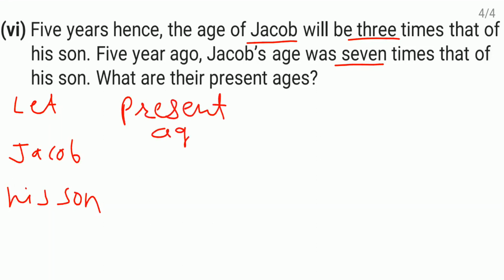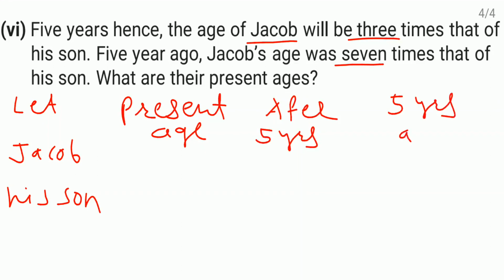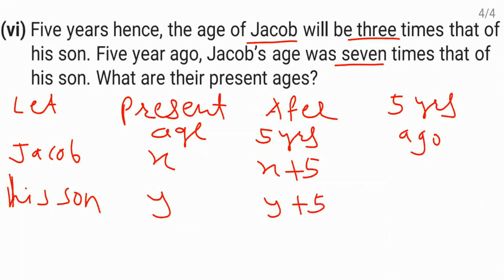present age. Then they said after 5 years, so here after 5 years and 5 years ago. Now present age of Jacob is x years and his son is y years. We are just considering this one. Now after 5 years, Jacob's age will become x plus 5 and his son's age will become y plus 5. And 5 years ago, Jacob's age was x minus 5 and his son was y minus 5. We have written this basic information.